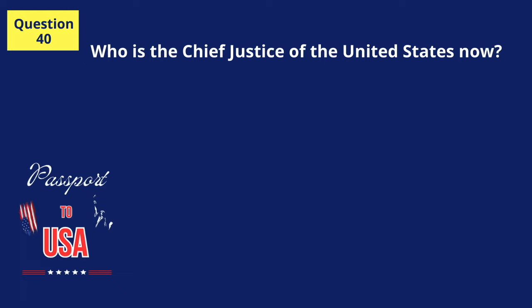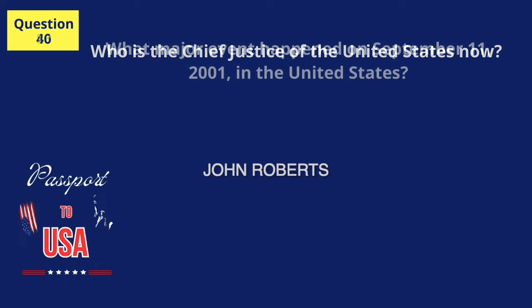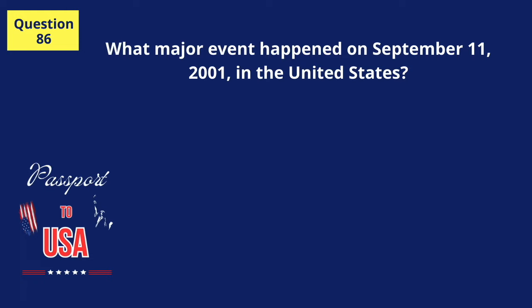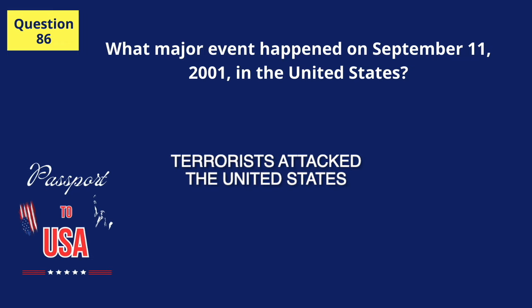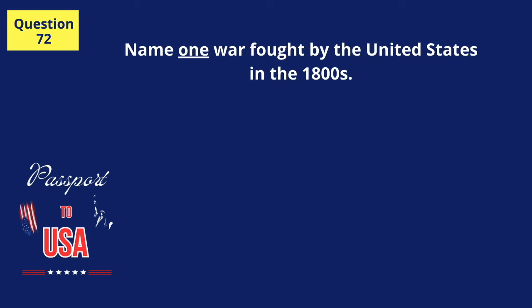Who is the Chief Justice of the United States now? John Roberts. What major event happened on September 11th, 2001 in the United States? Terrorists attacked the United States. Name one war fought by the United States in the 1800s. Civil War.